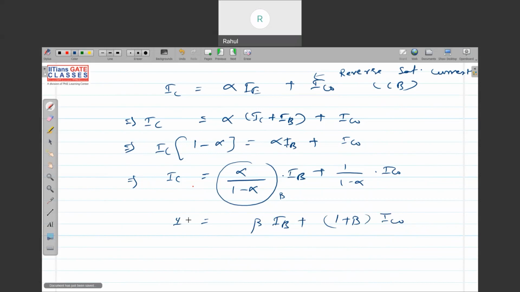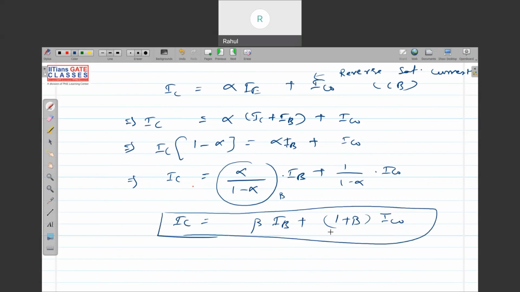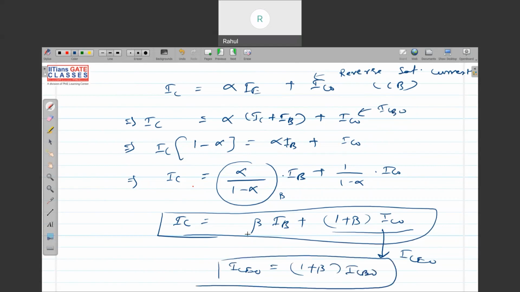ICU is equal to this equation, for common emitter configuration. This 1 plus beta, you can also write ICU. Since it is in common base configuration, I can write ICBU. So ICU is equal to 1 plus beta times ICBU. This is very important for exam. This is just a simple equation you can easily understand.